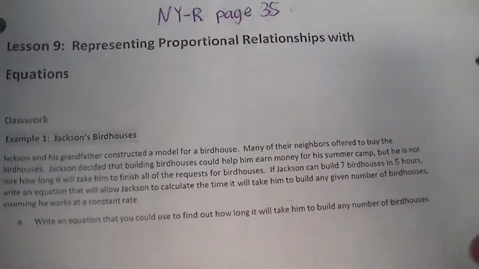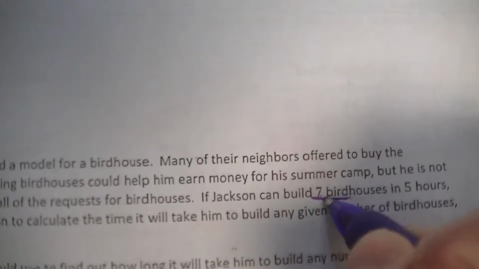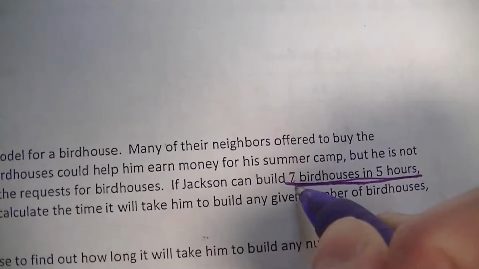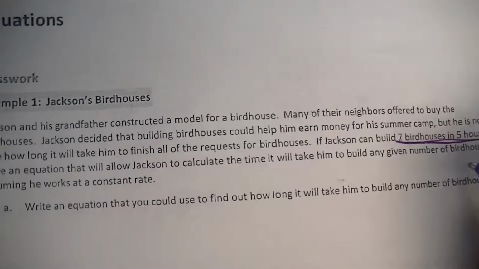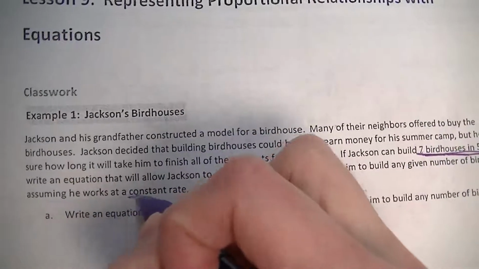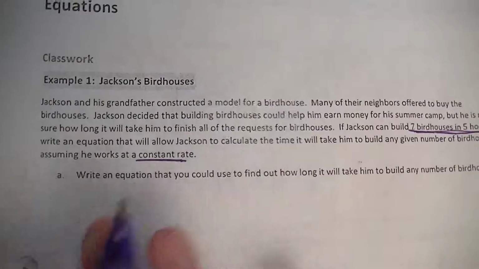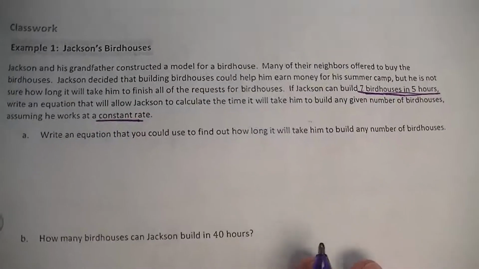So there's a few bits of information right here that really stand out to me because I know they're going to be important as we work out this problem. It says he's got the ability to build 7 birdhouses in 5 hours. And it also tells me he's working at a constant rate. So I know that this is going to have a proportional relationship between the hours worked and the number of birdhouses that he's able to produce.